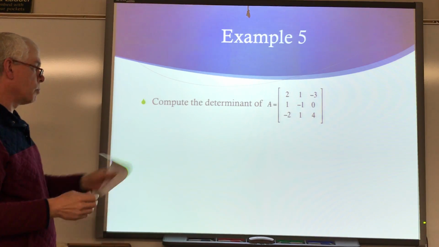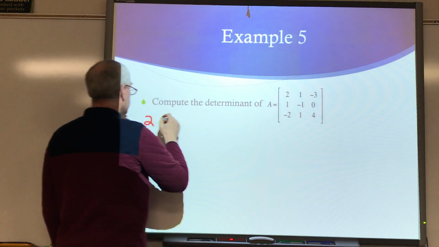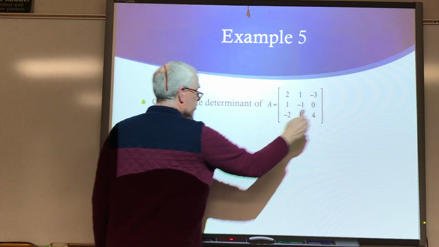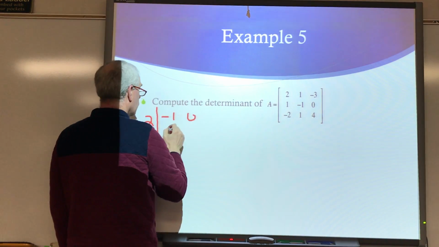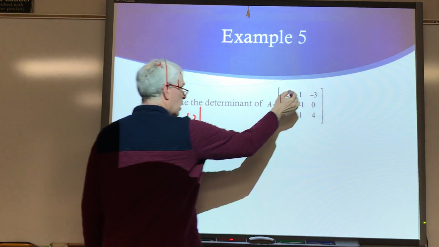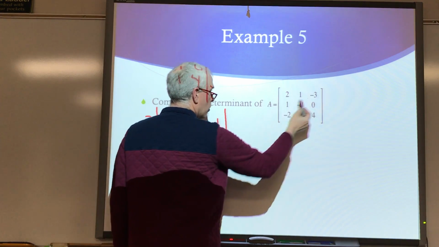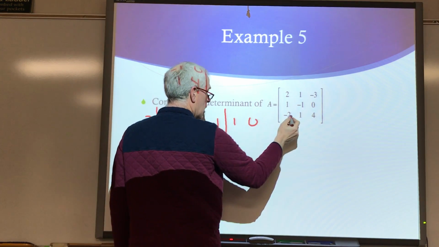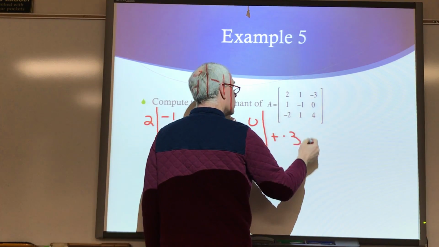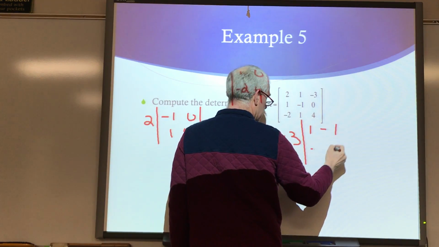So compute the determinant. We're going to pick the first row. There's a 2 in the first row, times what determinant? If you cover up that column and row, you're left with negative 1, 0, 1, 4. We said with that first row, there's always a minus in the middle. There's a 1 in the second spot, and if you cover up that column and row, you're left with a 1 and a 0, and a negative 2 and a 4. Plus, there's a negative 3 in that last spot. Cover up that column and row, you're left with 1, negative 1, negative 2, 1.